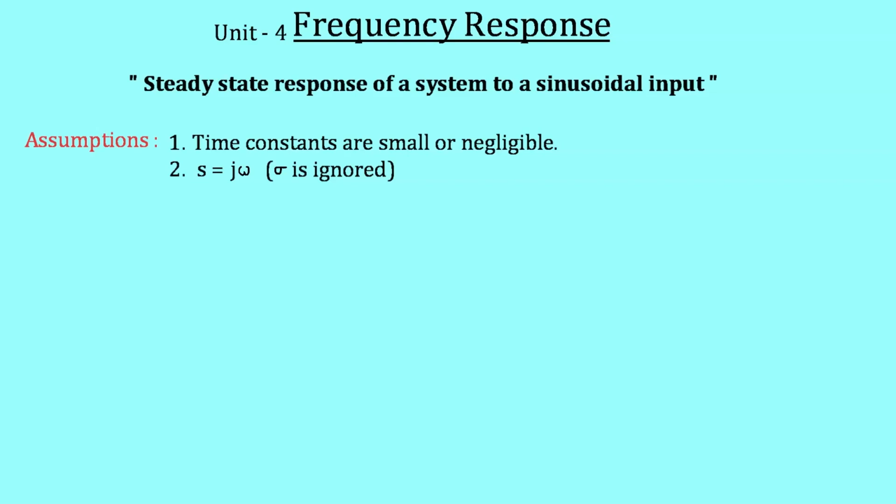Before starting this unit, you have to keep in mind that there are two assumptions which we assume to be true while dealing with frequency domain analysis of control systems. The first is that the time constants are very small or almost negligible. The other assumption, which we have already discussed multiple times, is that for a sinusoidal input, we put the value of Laplace variable s equal to j omega. We simply ignore the damping factor sigma.